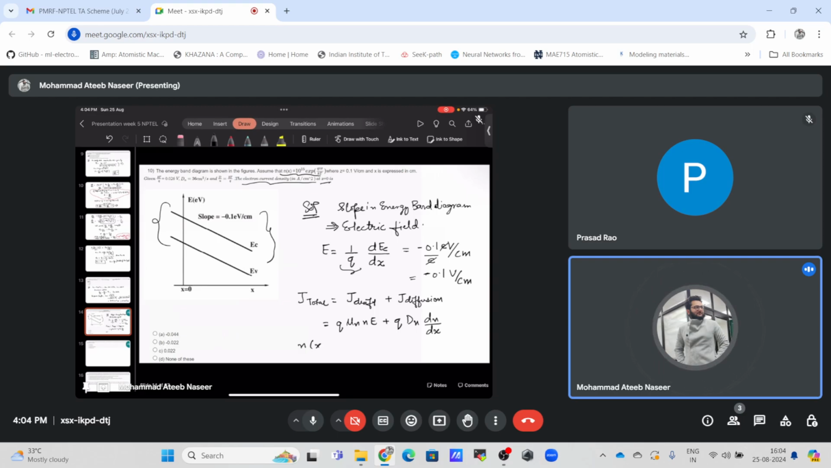Now n of x is simply 10 to the power of 15 exponential of qz over kT, where z is a constant, by the way, it is not the coordinate z. x is the coordinate. We are dealing with a one dimensional problem. Where z is equal to 0.1 volt per centimeter, I guess. It is 0.1 volt per centimeter.